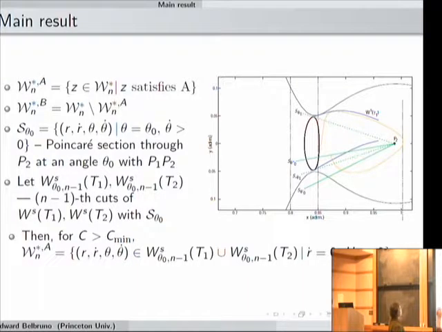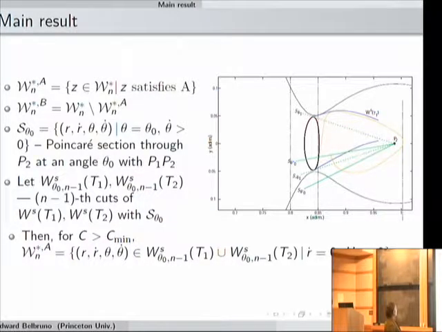Okay, so this is the main result that we have. By this notation here, this is the nth weak stability boundary such that the manifolds satisfy hypothesis A. And these are the complement, type B, I mentioned that don't satisfy it. And this is just a surface of section through P2 at angle theta with respect to P1, P2. Again, P2 is the smaller one. So these are the n minus first cuts of the manifolds with the section.